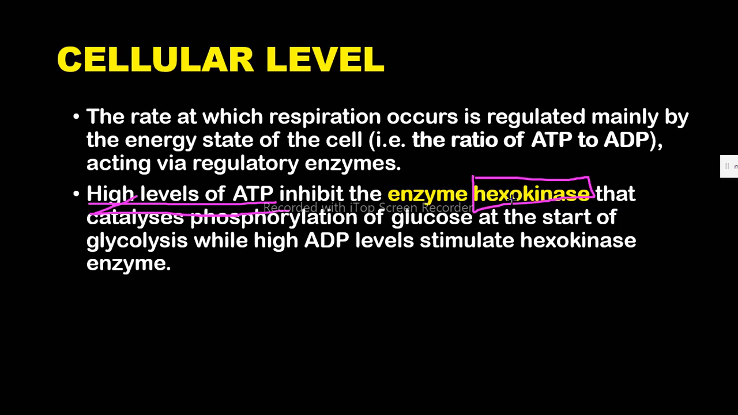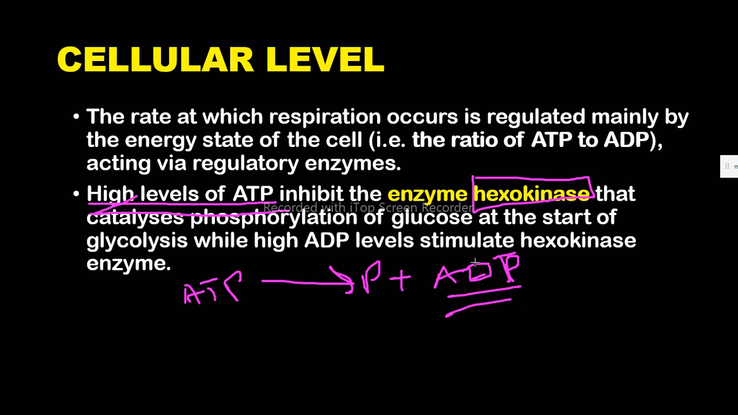And so the cell will use the ATP that is available. Okay? Remember, you use ATP by removing an inorganic phosphate, so that you form ADP. Now it means as you are using ATP, you produce more of ADP, adenosine diphosphate. Now if the levels of ADP increase in a cell, then our enzyme hexokinase is going to be stimulated. And if the enzyme is stimulated, then the glucose molecule is going to be phosphorylated.